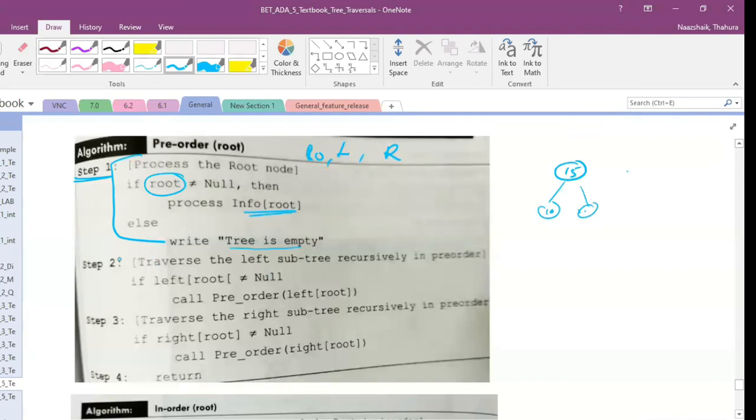And then here you traverse to the left. That's why you say if your left is not null, you're calling the same method. This is why it's a recursion. You have preorder, you're calling the preorder, okay? But now you're passing the left side. The third one is your right. So same thing, you check your right. You're calling the same method, recursion, but now with right.